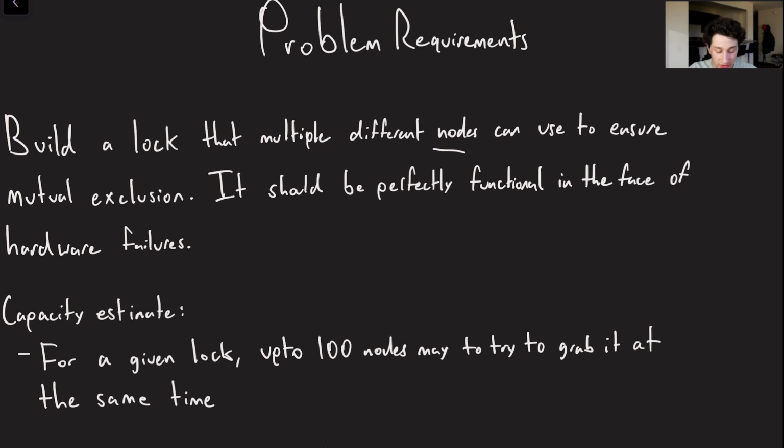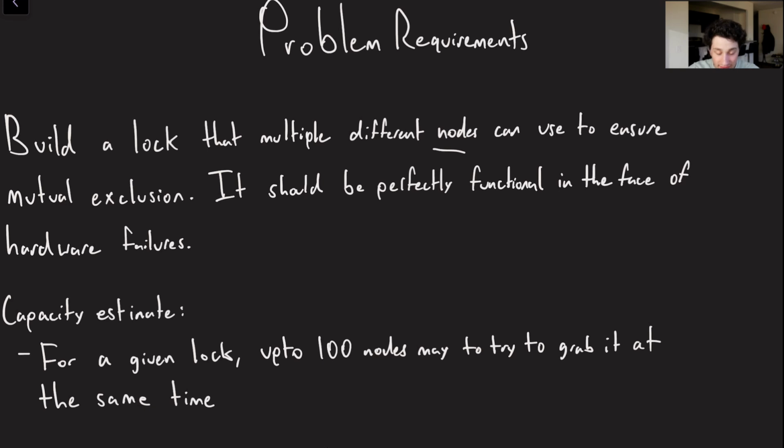ensure mutual exclusion. And the idea here is that we want it to be functional in the event of hardware failures. It's not enough for me to just have a single node and be like, okay, you guys can reach out to this thing via a REST endpoint and whoever gets there first wins. We need this thing to be fault tolerant like any other system that we're planning on building.